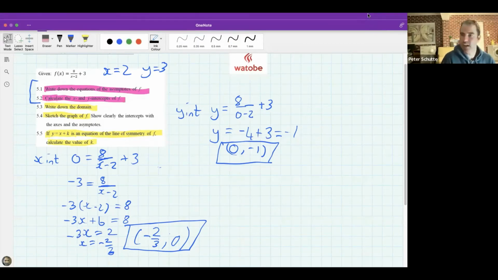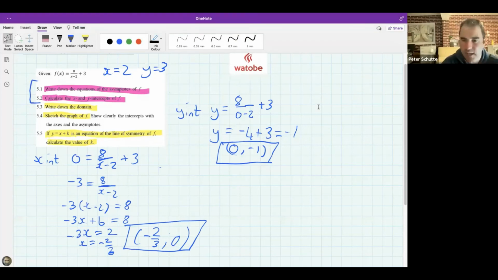I think we're going to finish off with this, or close to it, because I need to explain some changes that are happening for term 3. So let's push ourselves to get to the end here and write down the domain, sketch the graph, and find the line of symmetry for this particular one. Let's do it.